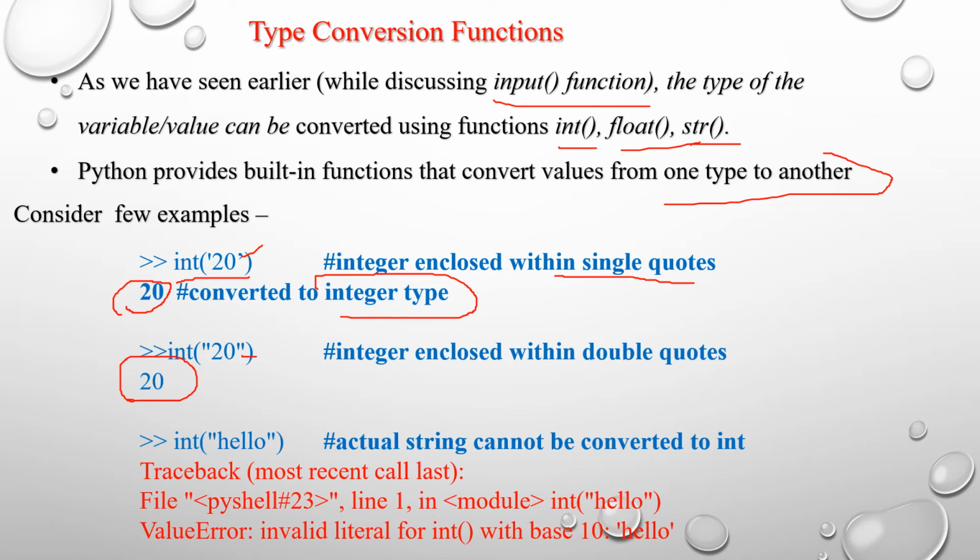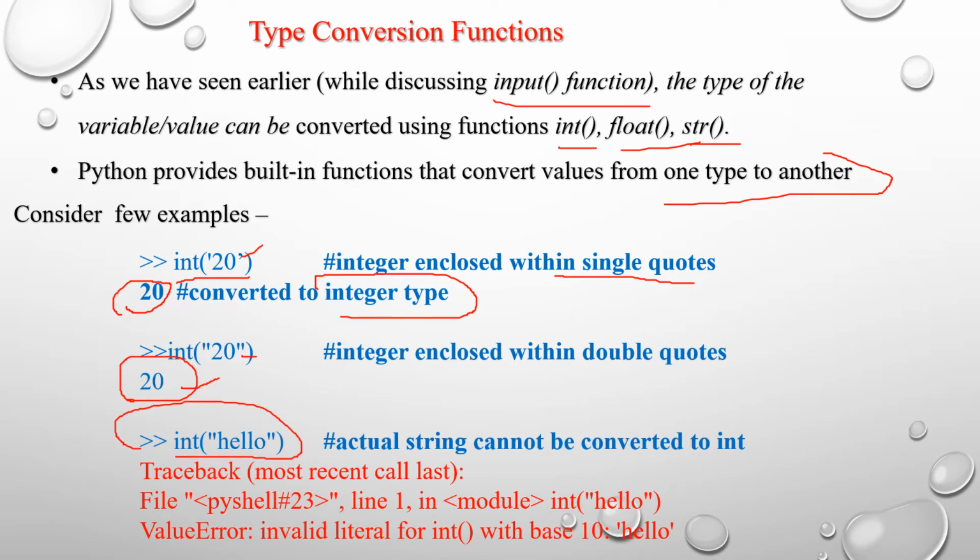So it was treated as a string, and it converted into an integer. So this is a type, int is a type converter. It converts the arguments into integer format. So let's consider one more example.